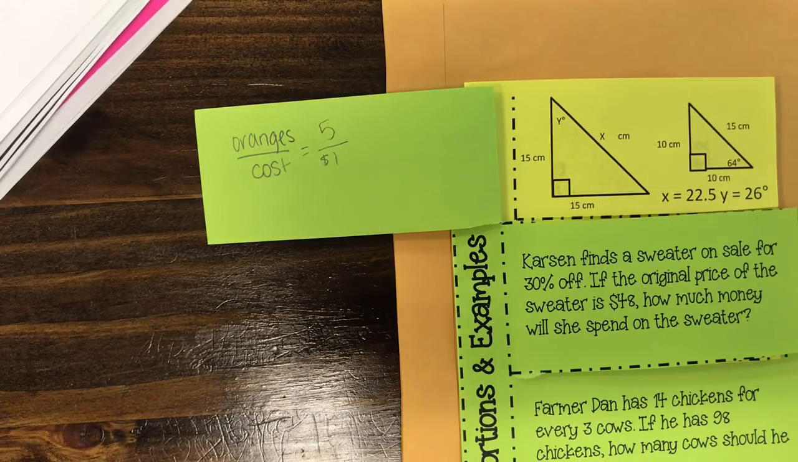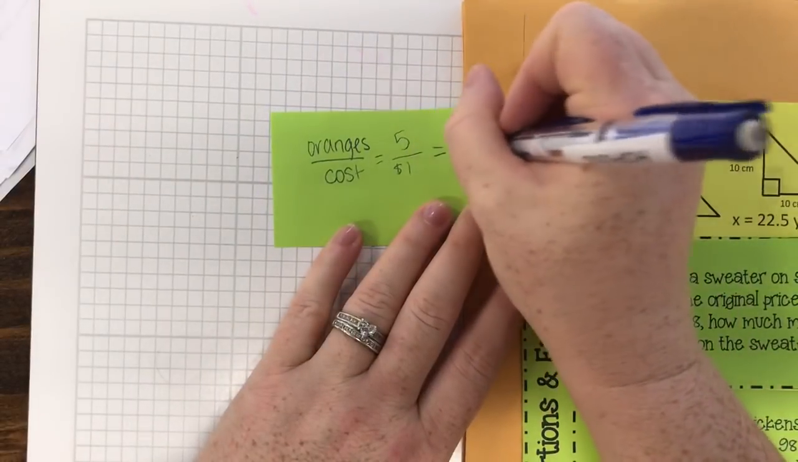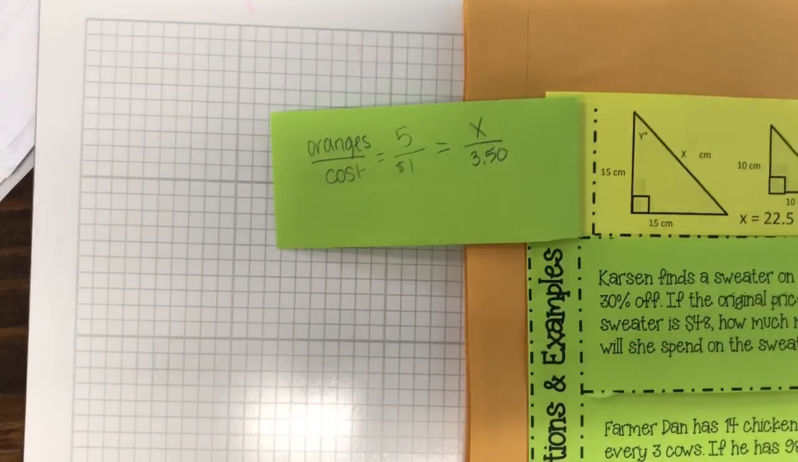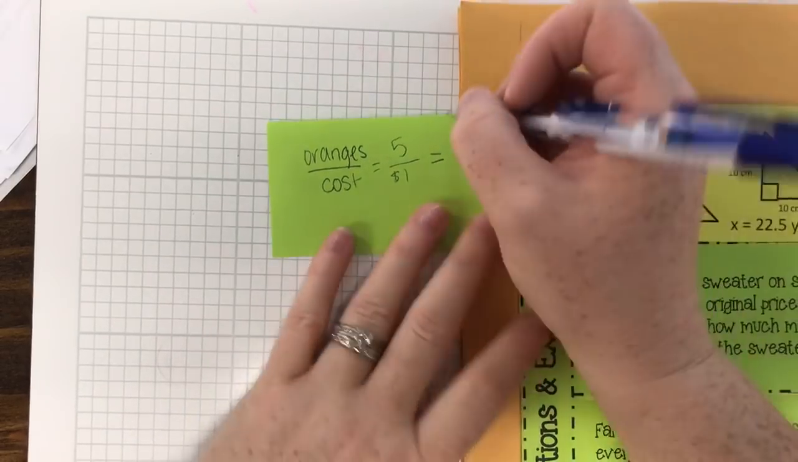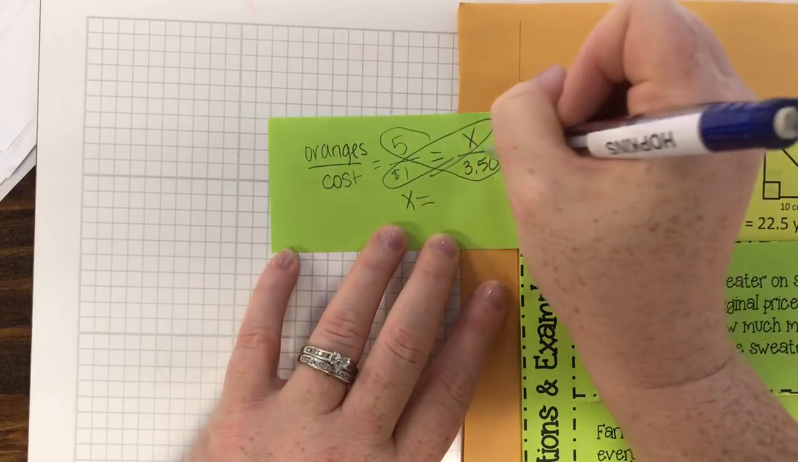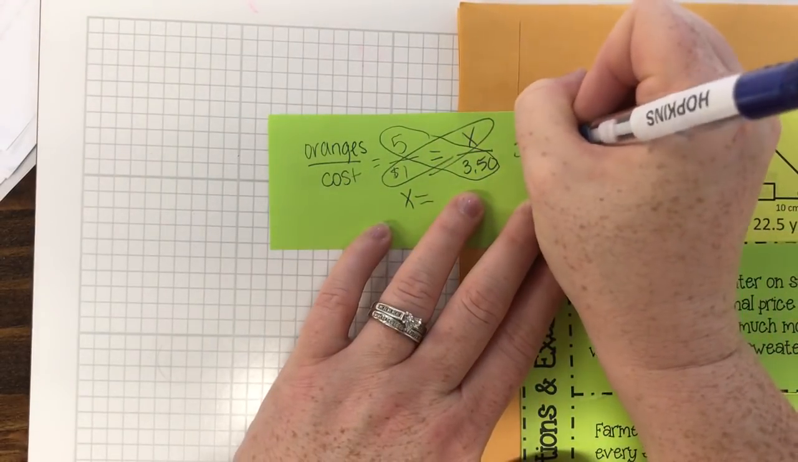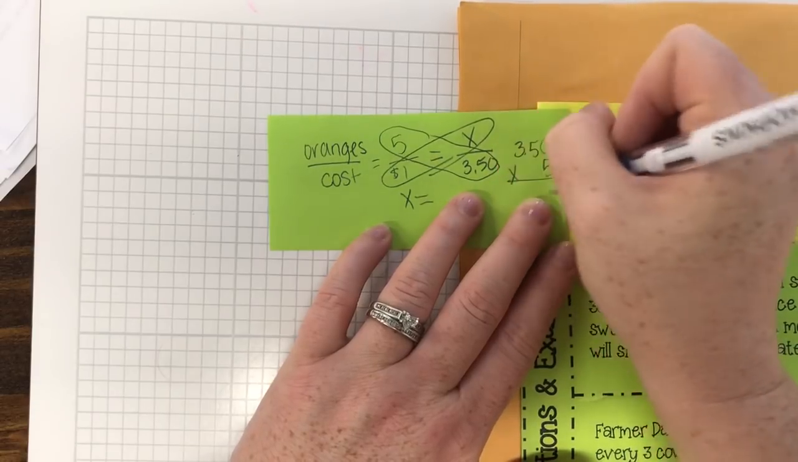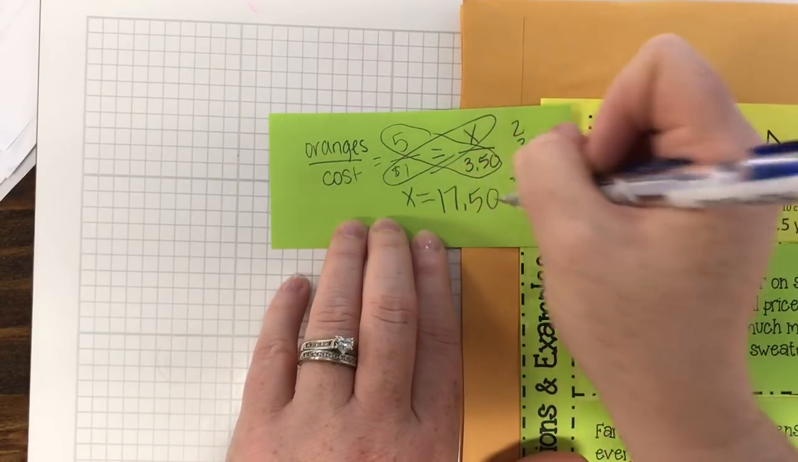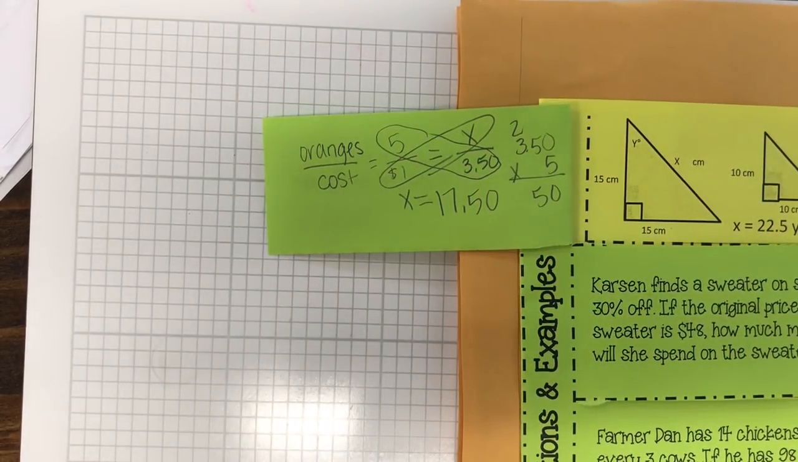So $3.50 is going to go on the bottom. Okay, so $3.50 is going on the bottom. So equals $3.50. So we're going to put X on the top. Now, I could kind of scale up, but I'm going to cross multiply and divide. Okay, so I'm going to say X equals 350 times 5. So 350, and I got $17.50.